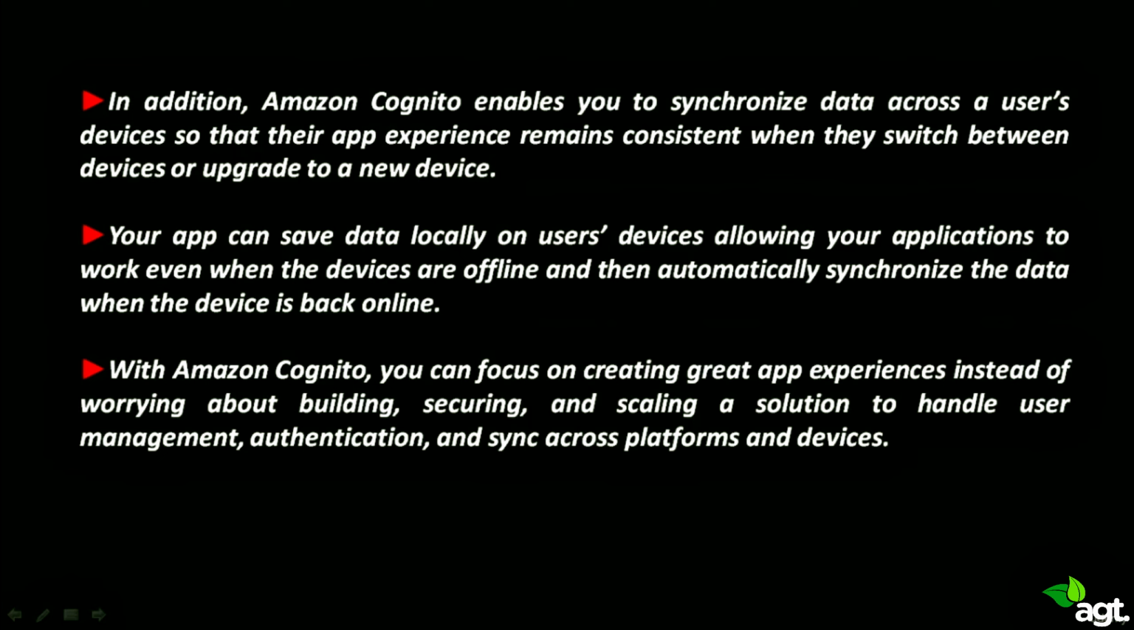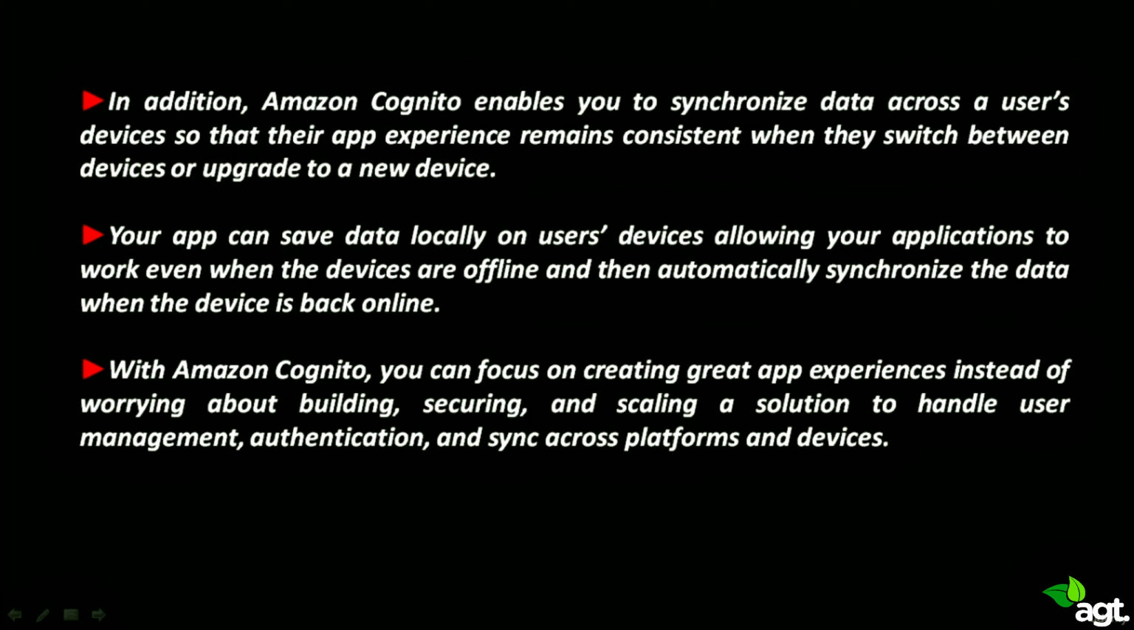So this is the major process. Amazon Cognito enables you to synchronize data across the user's devices so their application experience remains consistent when they switch between devices or upgrade to new devices. Your applications can save data locally on users' devices, allowing them to work even when the devices are offline, and then automatically synchronize the data when the device is back online.